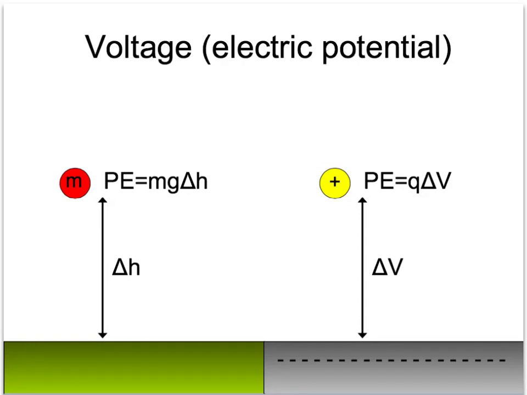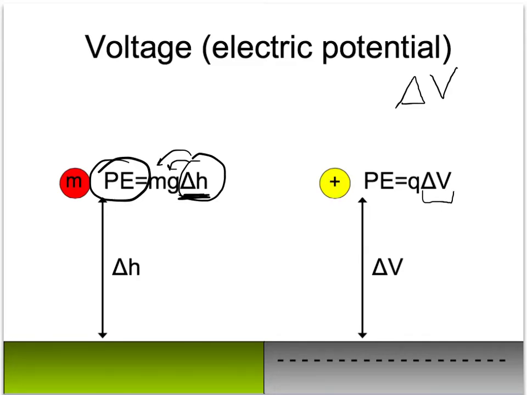Here I'm talking about voltage or electric potential. Now, electric potential has some analogies to potential energy. In fact, electric potential, which is usually notated delta V, is kind of like height for potential energy. If you multiply height by mass and gravity, you get potential energy, and that is the potential for something to fall.